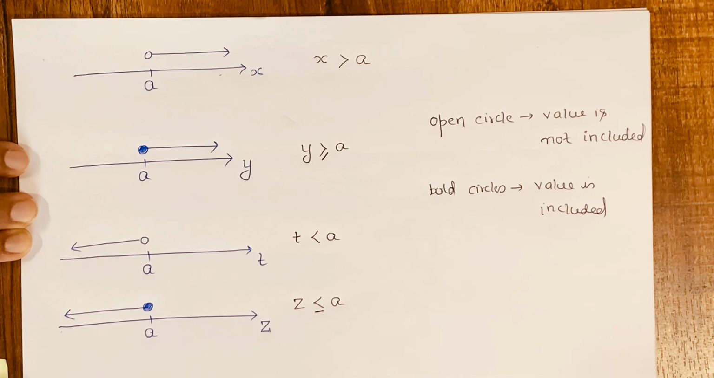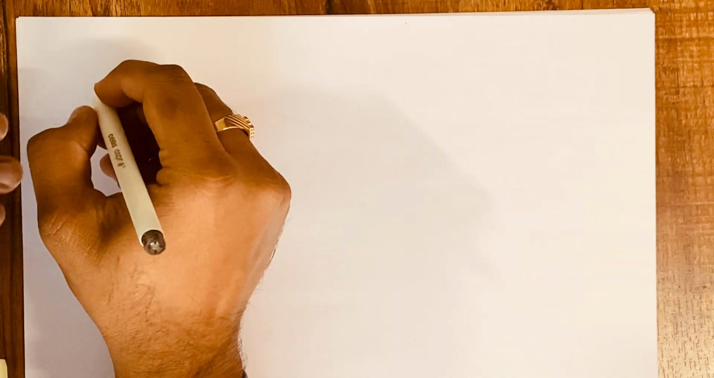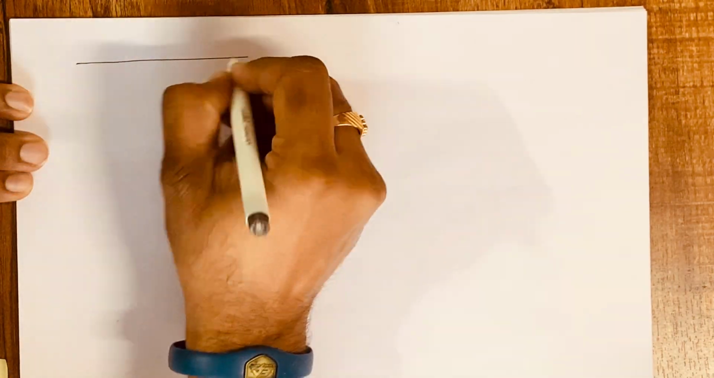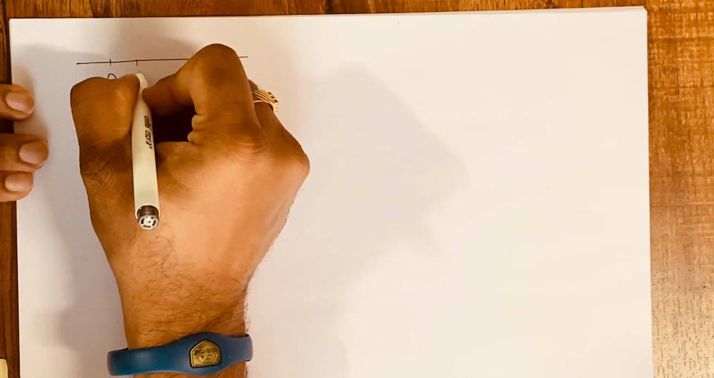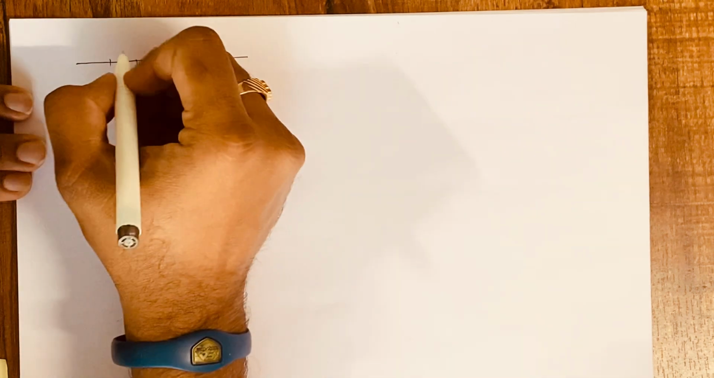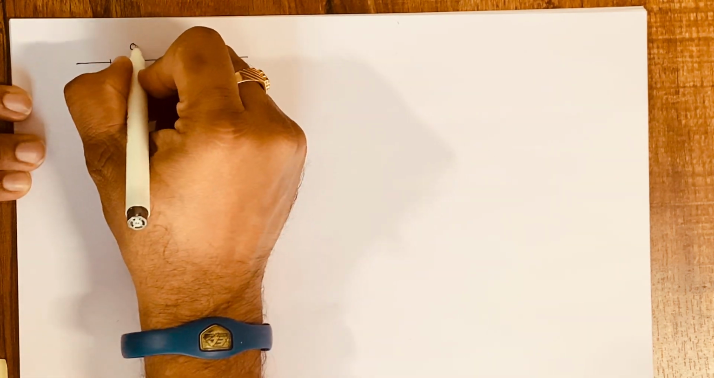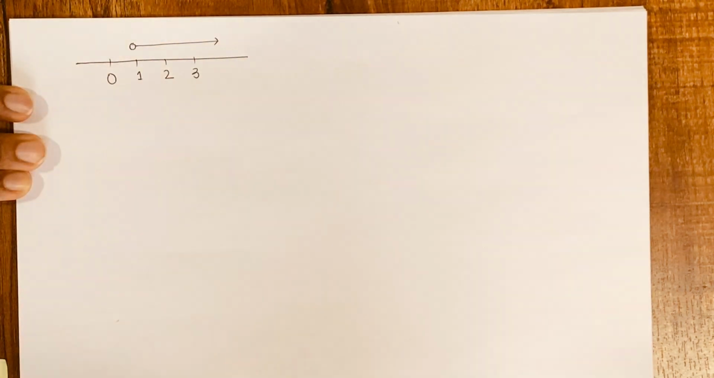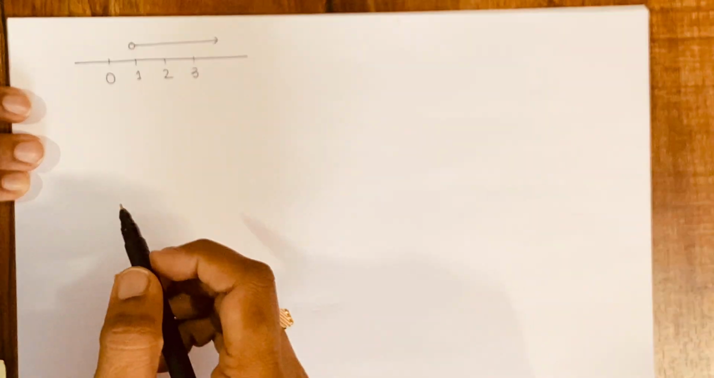Okay. Now we'll come to a few questions and we'll see how to do those questions. Now if I say, okay, this is my number line. This is 0, 1, 2, 3. And I say, okay, I'm going to mark here with an arrow. So you can pause your video and write the answer, which is very clear.